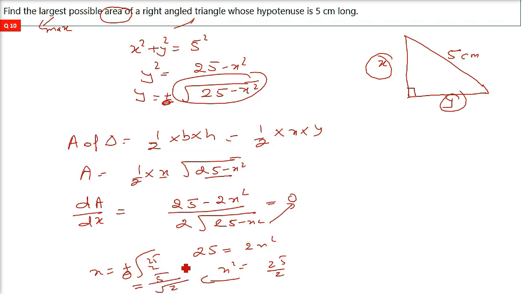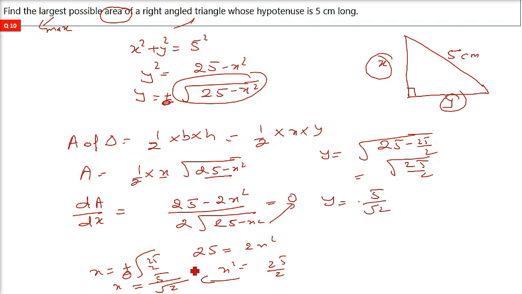This is x. How about y? y is under root 25 minus x square. You have to just place x square. x square is already there with us, which is 25 by 2. So 25 minus 25 by 2 is 25 by 2 only. When you take the under root of this, it will come exactly similar to the value of x, which is 5 by root 2. y is 5 by root 2, x is 5 by root 2. These are the similar values.